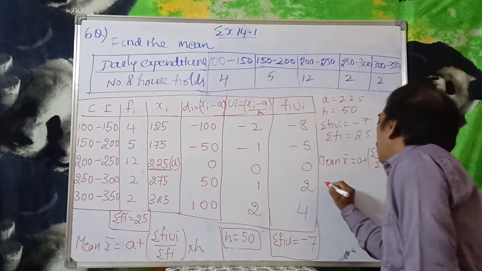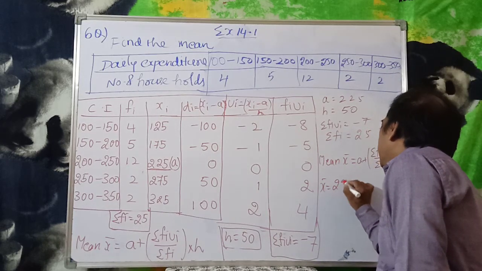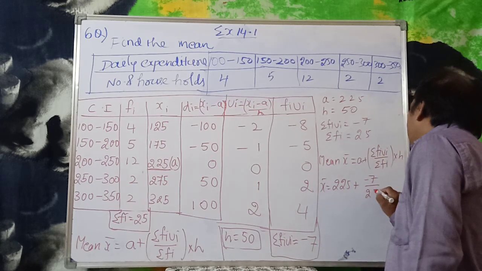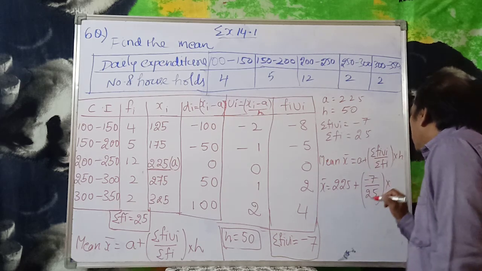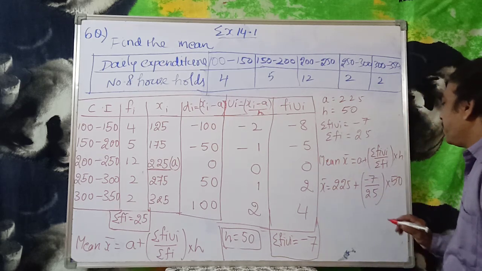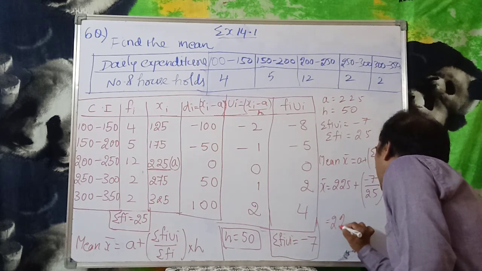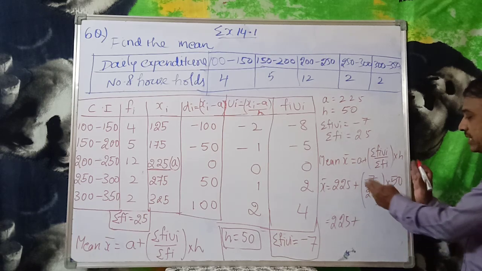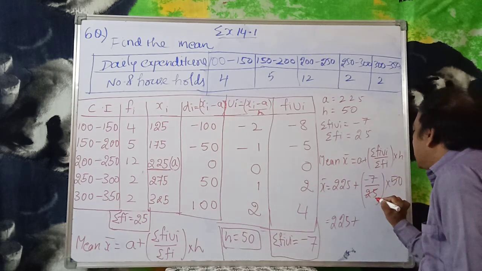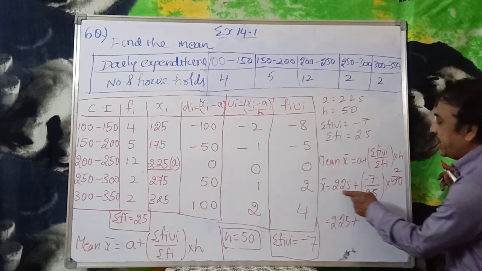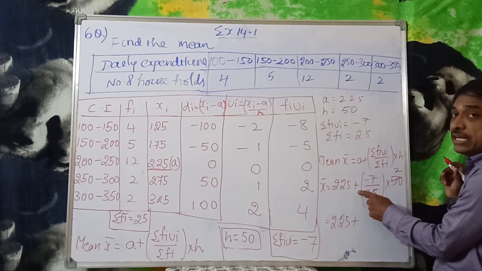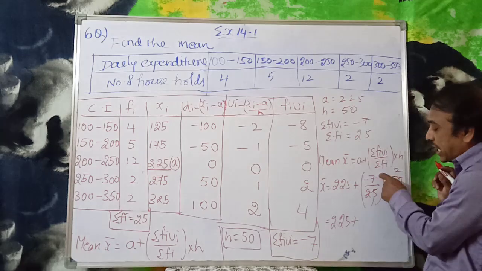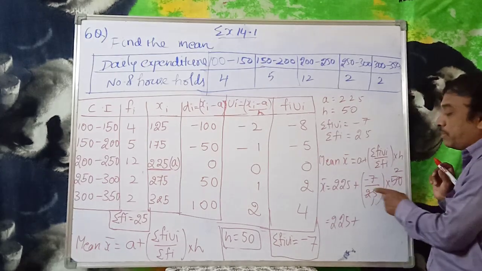Next, x bar is equal to 225 plus sigma Fi ui minus 7 by 25, into h, the class size, 50. So x bar is equal to 225 plus, 25 ones are 25, 25 twos are 50. You can simplify these two. But don't cancel 25 into 25, because this operation is plus. You cannot cancel these two. If any number is suitable to cancel in this place, you can cancel, but not these two.